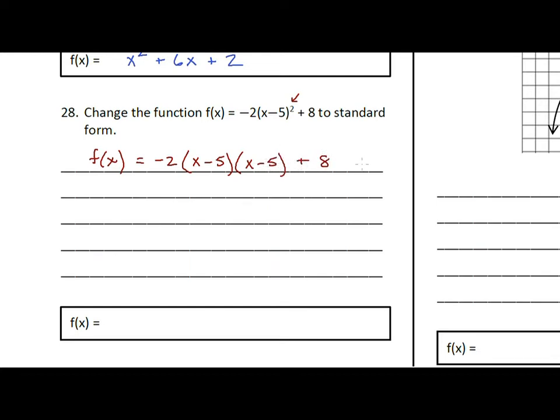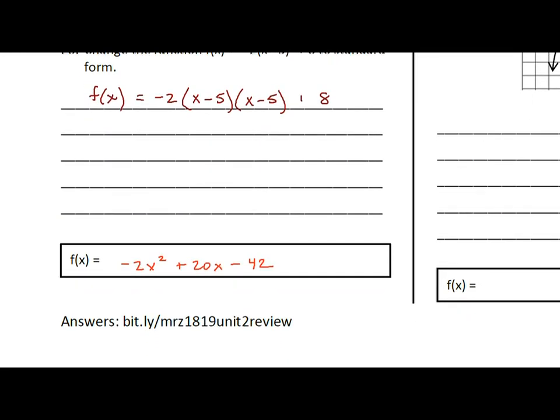And then I'm going to go ahead and give you the answer, and you can check this once you get your work done. The final answer should be negative 2x squared plus 20x minus 42. Check out your steps, see if you can get that answer. You should be able to, and if not, if you need help on that, just talk to me in class and I'll take care of that with you.